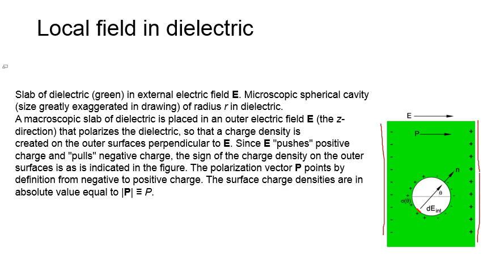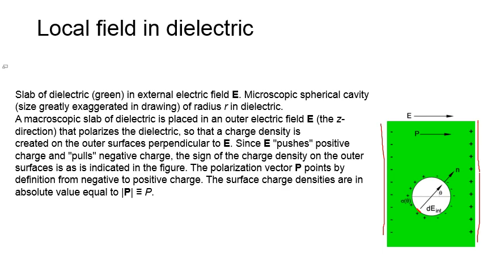These are the red plates and the green is there. The microscopic spherical cavity is shown inside this green color. That is radius of R. A macroscopic slab of dielectric is placed in the electric field E.